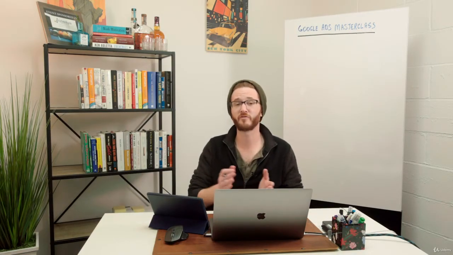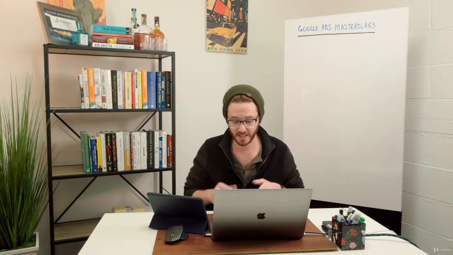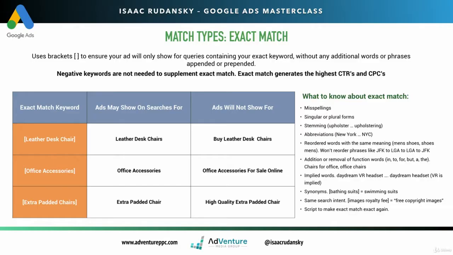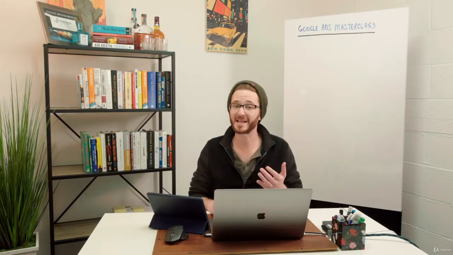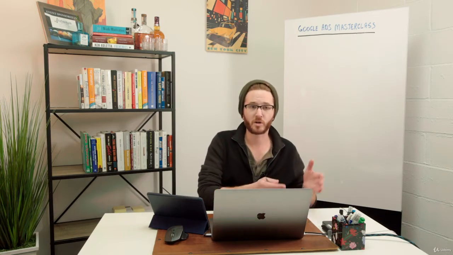In this lecture we're going to be talking about exact match type, which is the final form of positive match types that we're going to be discussing in more detail. Exact match uses brackets, regular brackets enclosed around your keyword to ensure your ad will only show up for queries containing your exact keyword without any additional words or phrases appended or prepended. Negative keywords are not needed to supplement exact match, and that sort of makes sense because the only search terms that are triggering my keywords are my exact keyword.